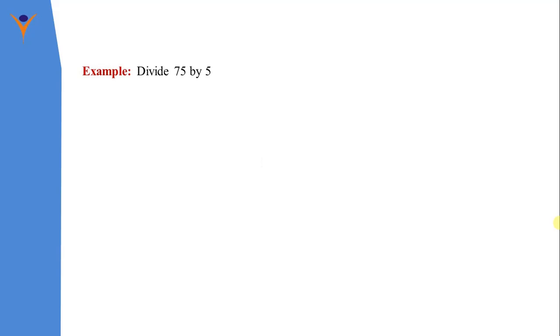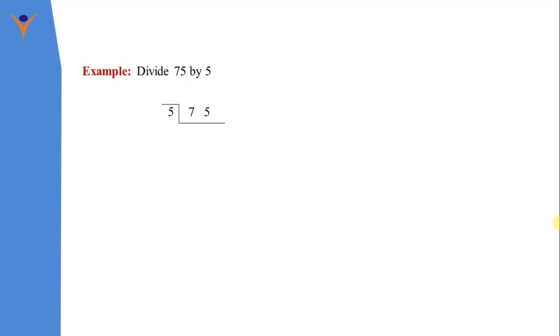This example says divide 75 by 5. We're using the short division method. The short division method will require us to draw a symbol. That is the symbol for short division. So we pick the bigger number, which is 75, and put it inside on the right that way. Then we take the divisor and put it on the left that way.